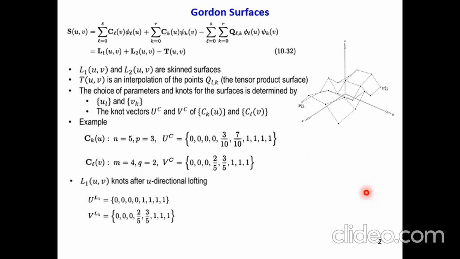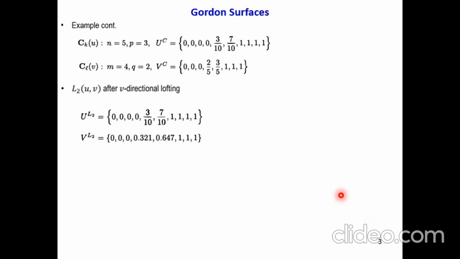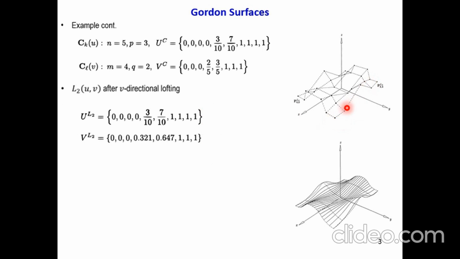And that will give this control polygon. So with these control polygons, like normal, you have to do knot refinement, and we knot refine in the u direction here, and that gives this lofted surface. Continuing, we also do this in the v directional lofting for the L2 surface, resulting in these knot vectors. And you can see here that our control polygon is different and our surface is slightly different. This time we do the lofting in the v direction.